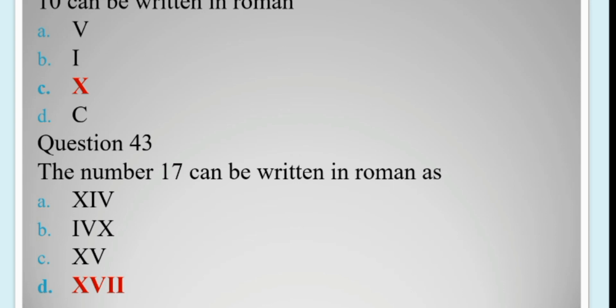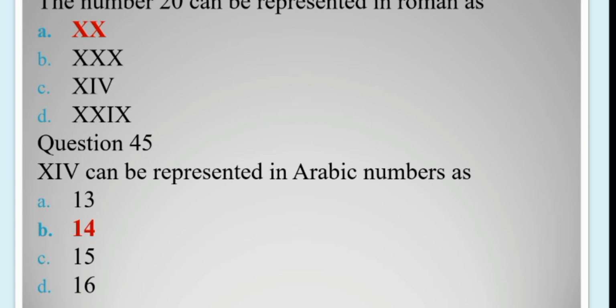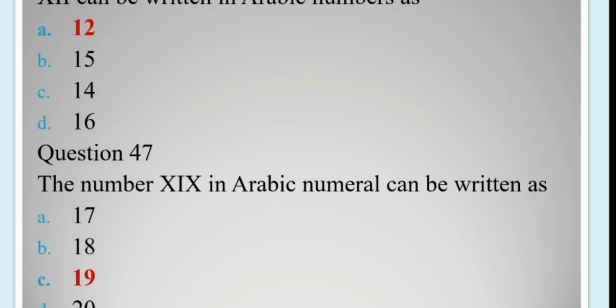The number 17 can be written in Roman as XVII, as XIV is 14, IVX is 410. That doesn't make such sense. Next question is the number 20 can be represented in Roman numbers, and we all know very well it's XX. Next, XIV can be represented in Arabic numbers as 14. Okay, that's the correct option. Next question is XII. You know very well it's 12. XIX is 19. Okay, it's a very simple test.